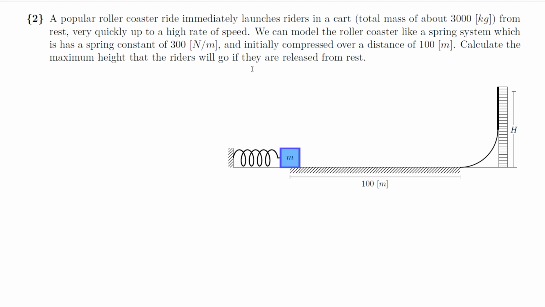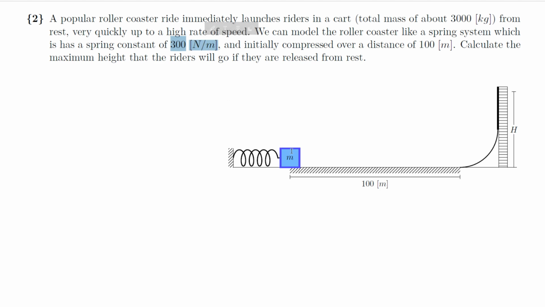So for number 2, there is a popular roller coaster ride which immediately launches riders in a cart with the total mass given of 3,000 kilograms from rest very quickly up to a high rate of speed. We can model the roller coaster like a spring system, which has a spring constant of 300 newtons per meter.